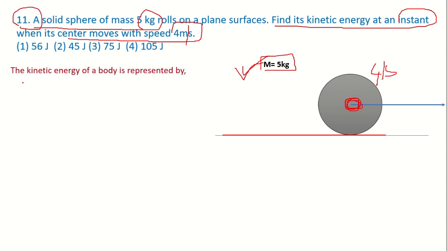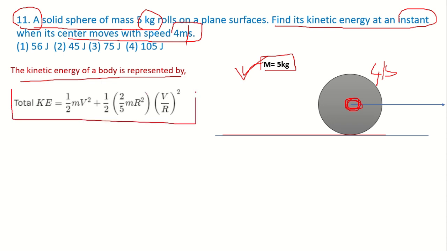We know that the kinetic energy of the body is represented by this equation, that is total kinetic energy is equal to half mv square plus half into 2 upon 5 m r square into (v by r) whole square. If you take common half mv square in these two terms, it will become half mv square into (1 plus 2 upon 5), because this r square and this r square get cancelled.